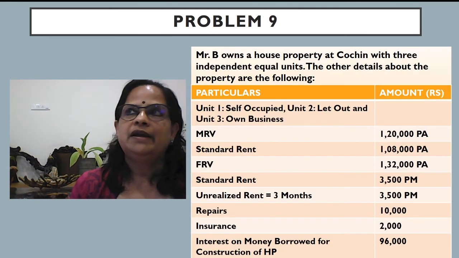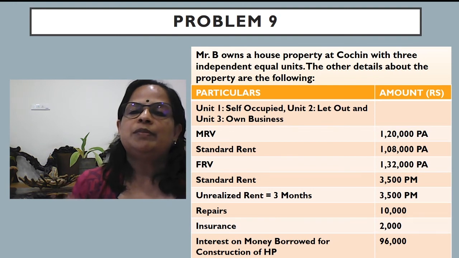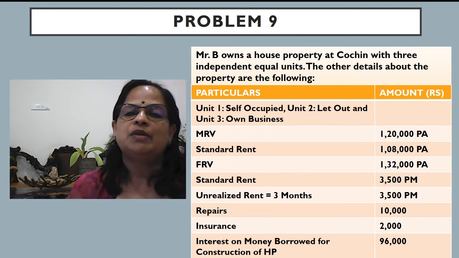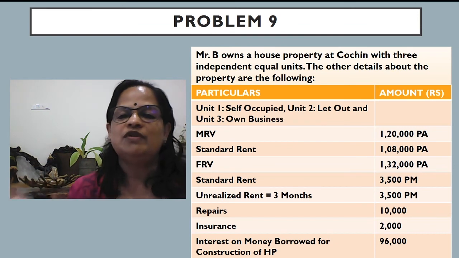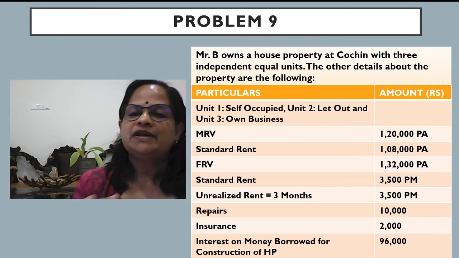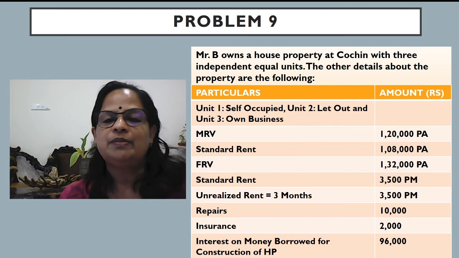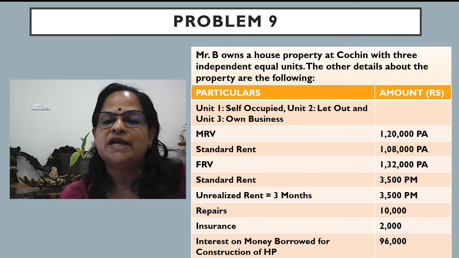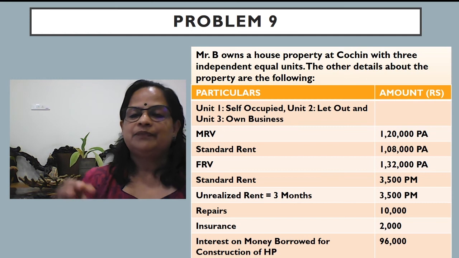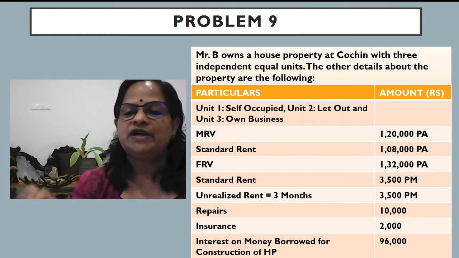Now problem 9. Mr. B owns a house property at Cochin with 3 independent equal units. Other details about the property are the following. Unit 1 is self-occupied, Unit 2 is let out, Unit 3 is own business. Own business we will not consider. So municipal rental value 1,20,000 per annum, standard rent 1,08,000 per annum, fair rental value 1,32,000 per annum, rent 3,500 per month, unrealized rent 3 months. So it adjusts that 3,500 per month.